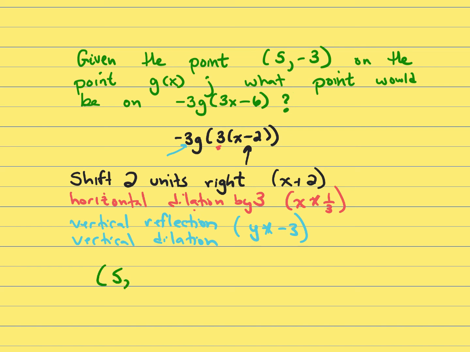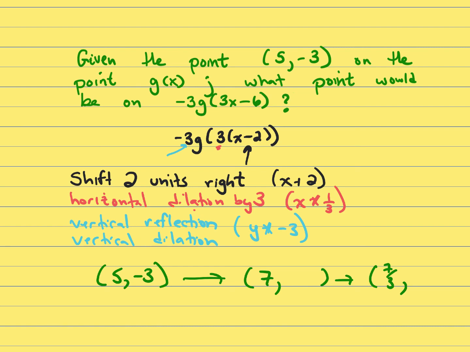So I start with the point (5, -3). So I'm going to shift it to the right by 2, so I'm going to add 2 to it. So 5 plus 2 is 7. And then I'm going to multiply that 7 by 1/3. So that's going to become 7/3. So I added 2 to the x, and then I multiplied it by 1/3.